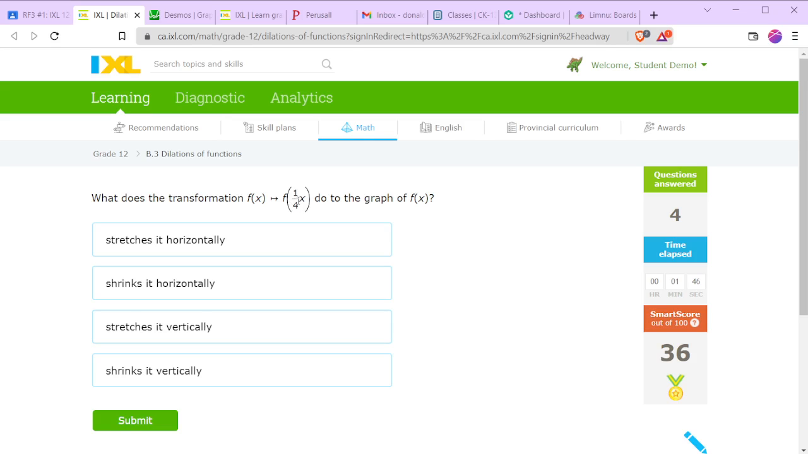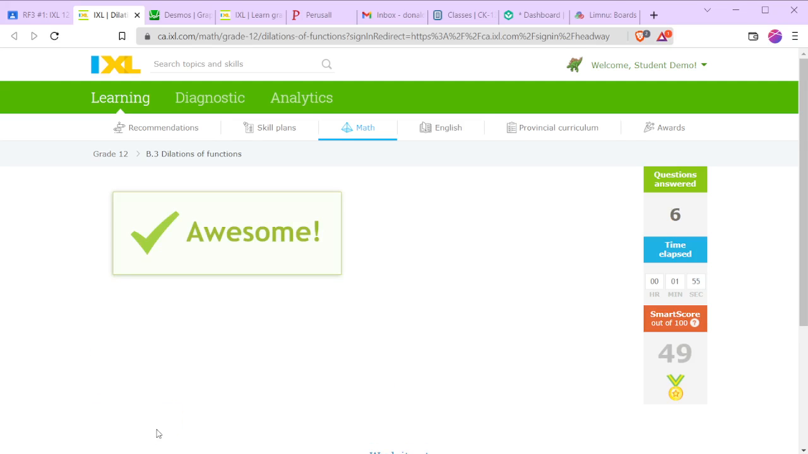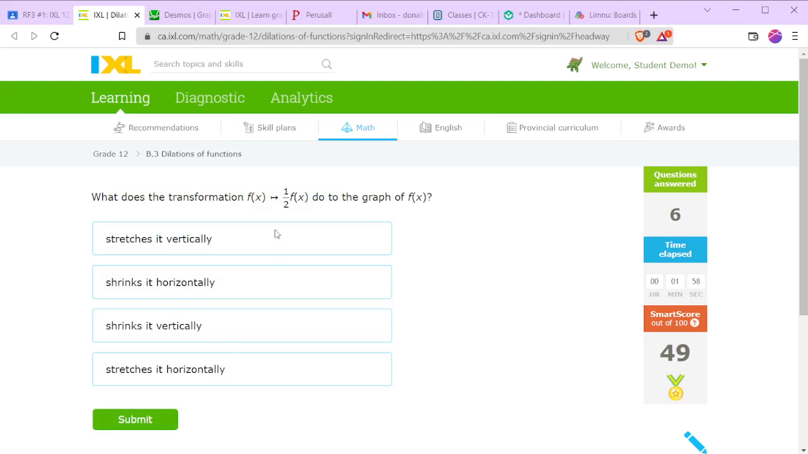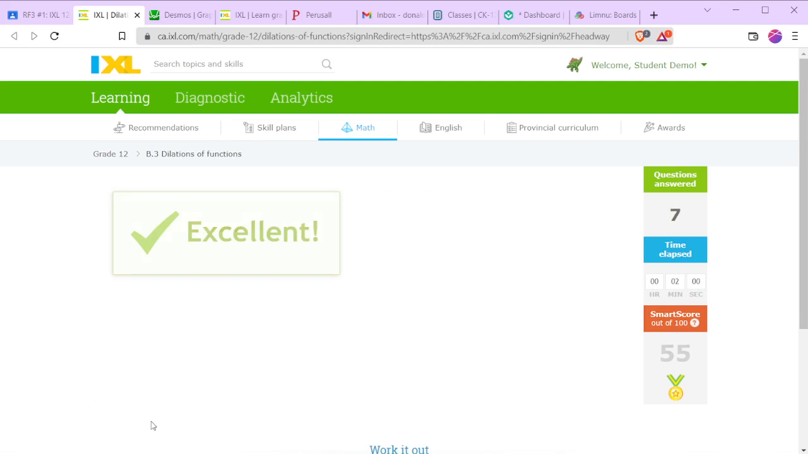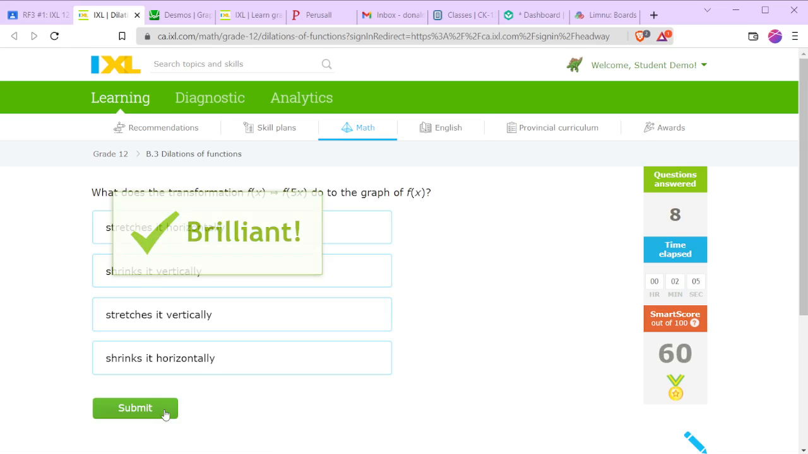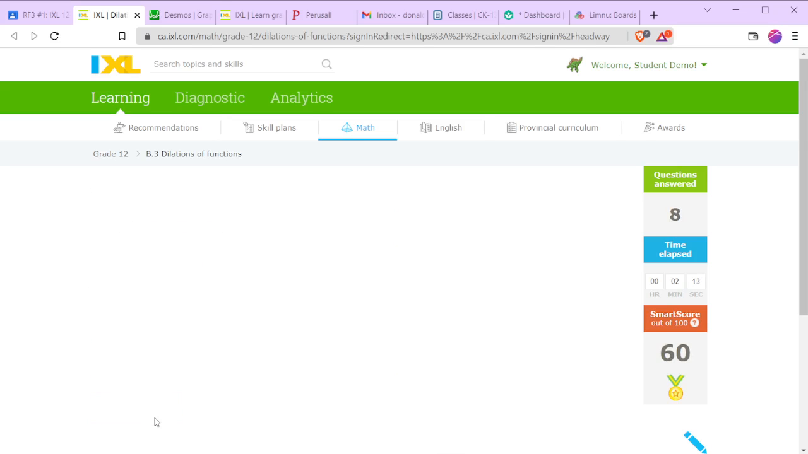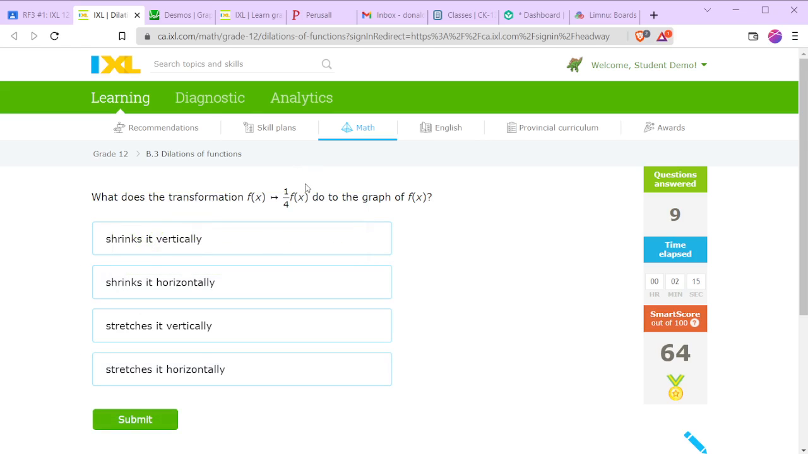Inside a fraction is less than 1. That's going to be a horizontal stretch. It's outside and less than 1, so it's a vertical shrink. Outside less than 1, vertical shrink. Outside greater than 1, vertical stretch. Inside greater than 1, that's a horizontal shrink. Outside less than 1, that is a vertical shrink.